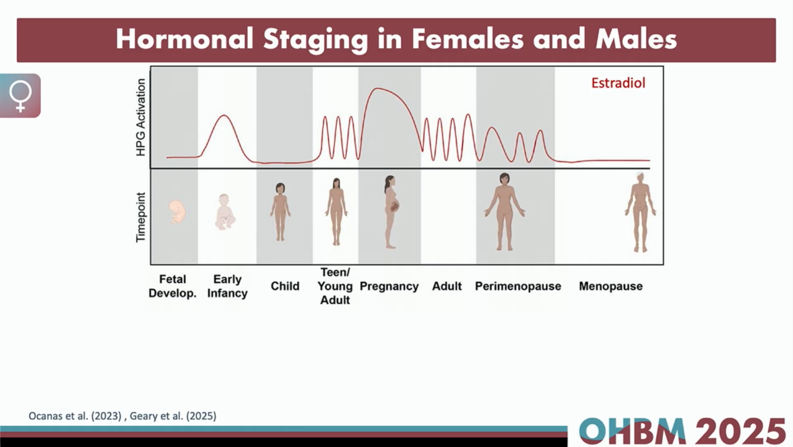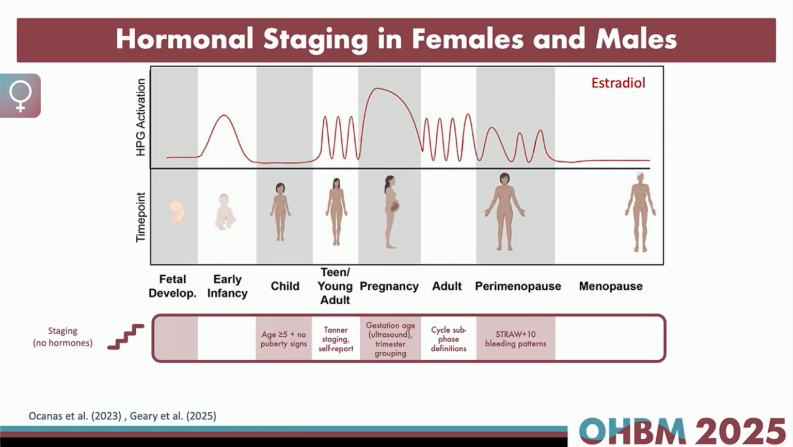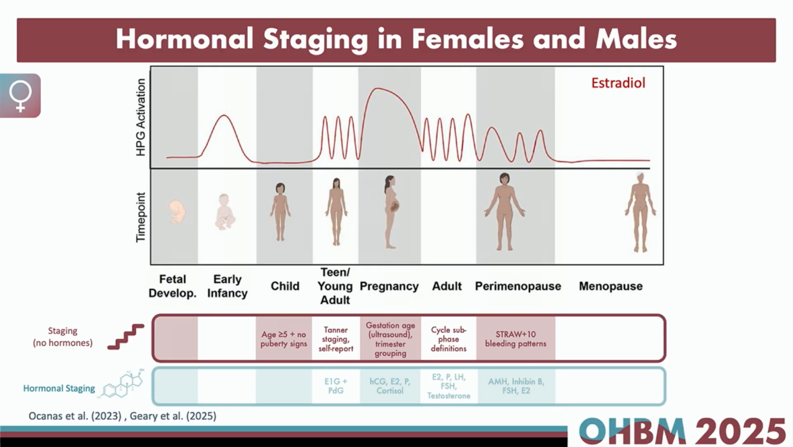Then for women, it gets a little bit more complex. So we also use the same criteria until adulthood. For pregnancy, we have hormonal staging due to gestational age, so ultrasound-related, trimester grouping. In the adulthood, we have the menstrual cycle. There we use the subphases definitions, which can also be done via counting methods. And in menopause or transitioning, we have the STRAW+10 criteria to be followed.